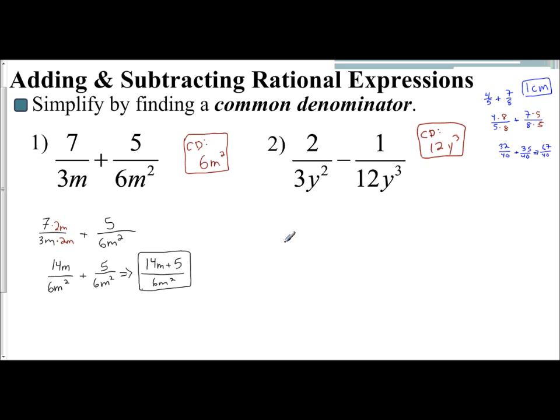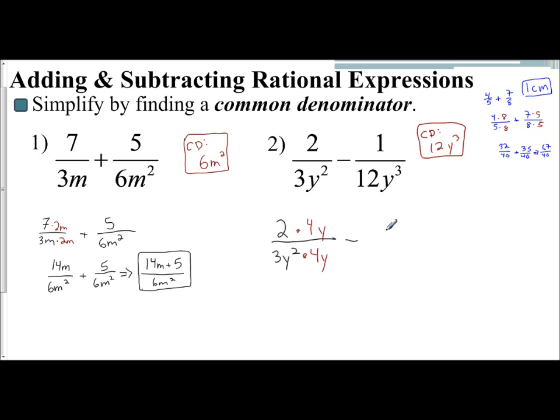But right now, I have a 2 over 3y squared. But I want 12y cubed. So I look at what am I missing? Well, to get the 3 to become a 12, I multiply by 4. To get the y squared to become a y cubed, I multiply by y. And so I'm missing that in the top and the bottom. That's what I'm going to multiply by.